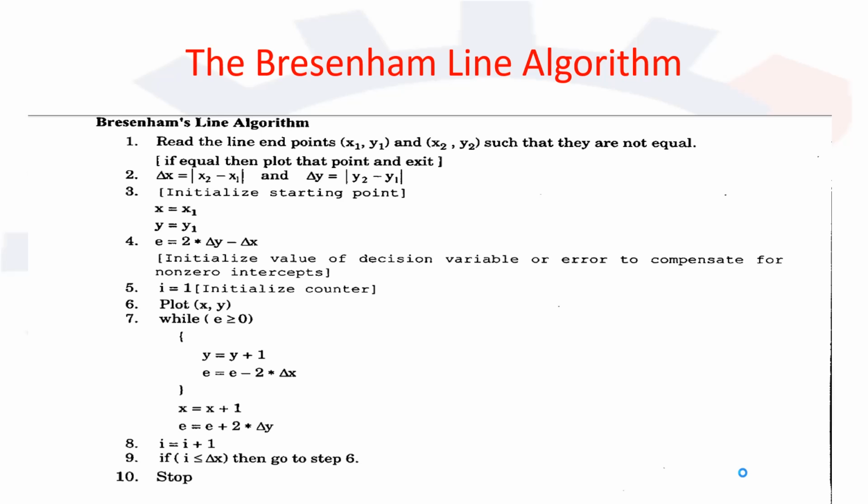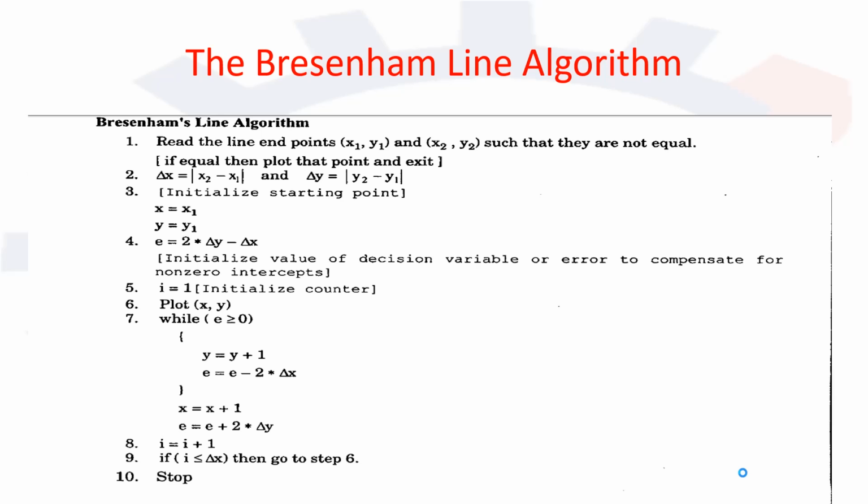Now in the third step, we have to initialize the starting point, that is x1 y1. We assign the value of x1 to x, and we assign the value of y1 to y. Now we calculate the decision variable value, that is e is equal to 2 into delta y minus delta x. With this decision variable, we identify whether we have selected the upper pixel or the lower pixel, by comparing the value of e we have calculated.